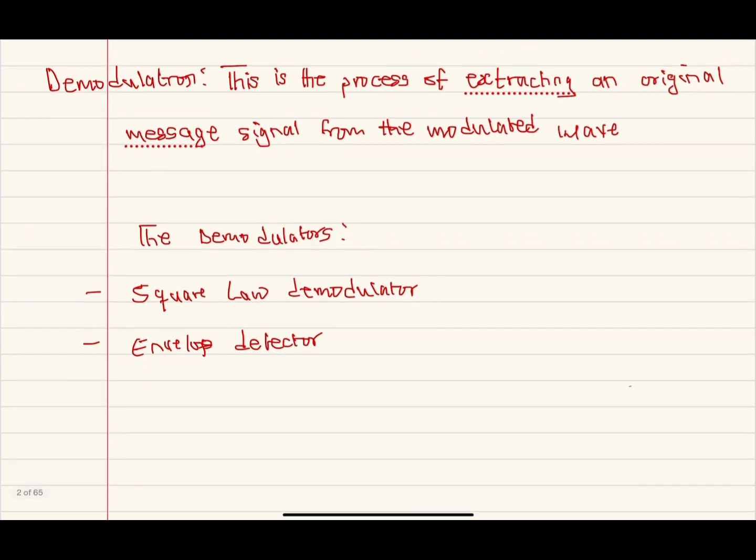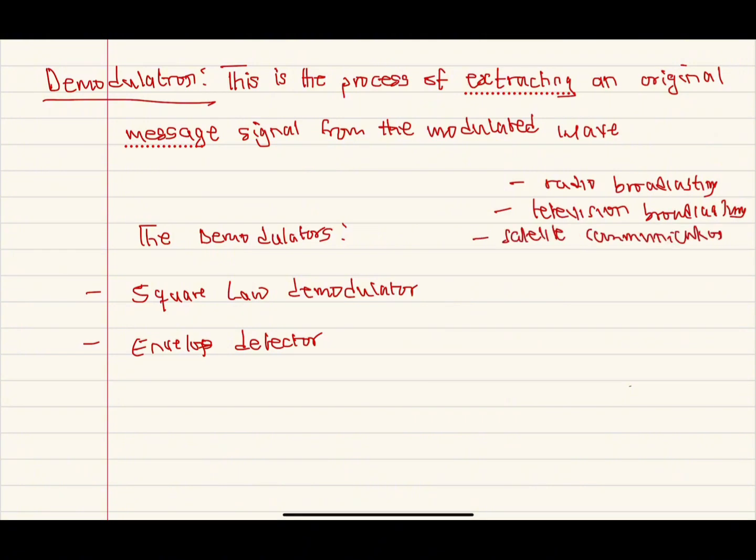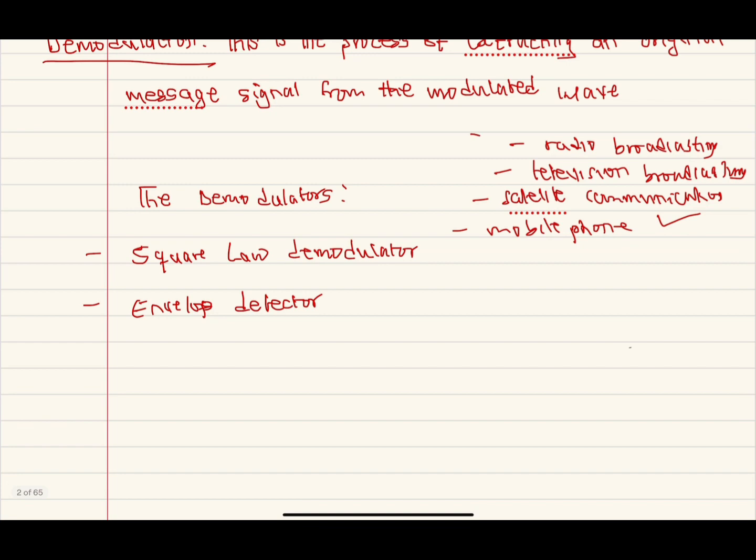Demodulation is used in a variety of applications, of which some include radio broadcasting, television broadcasting, satellite communication, and also mobile phone communication. So, since now we know some of the applications of demodulation, let's quickly look into the various demodulators.